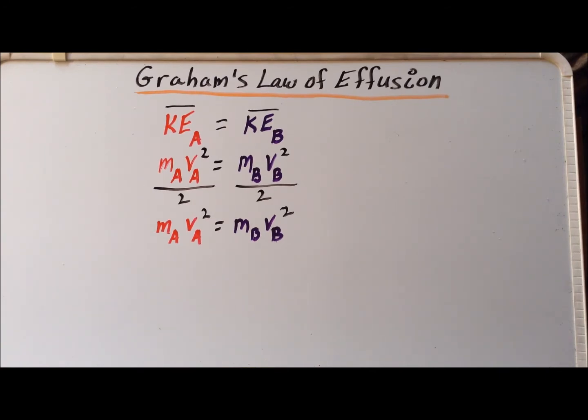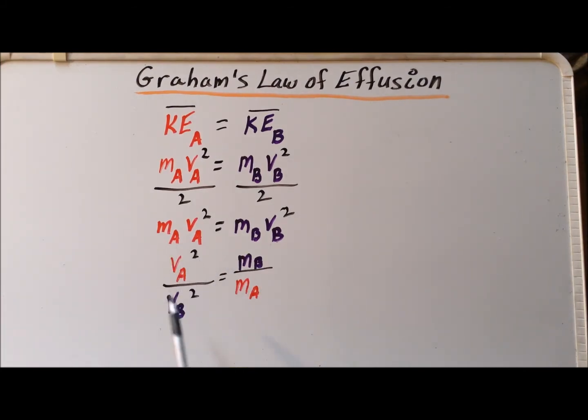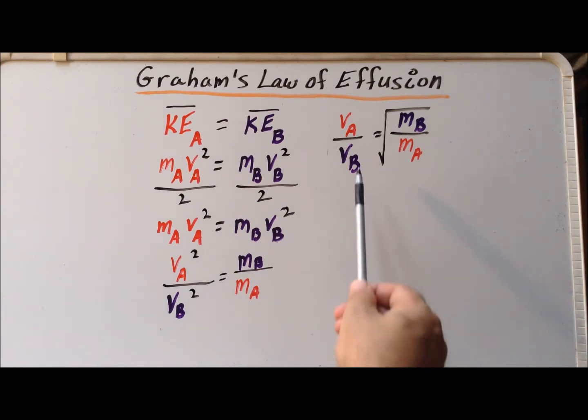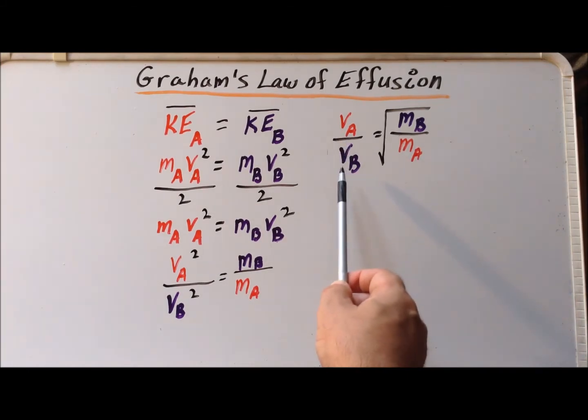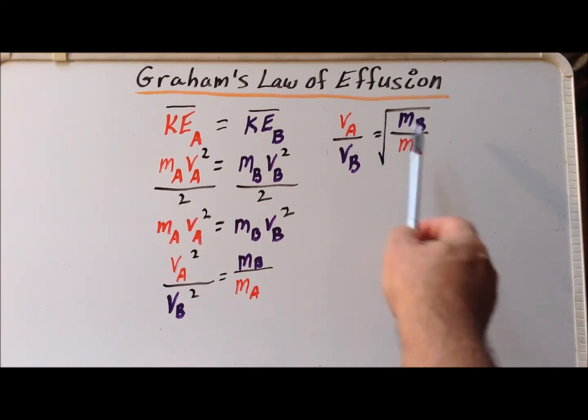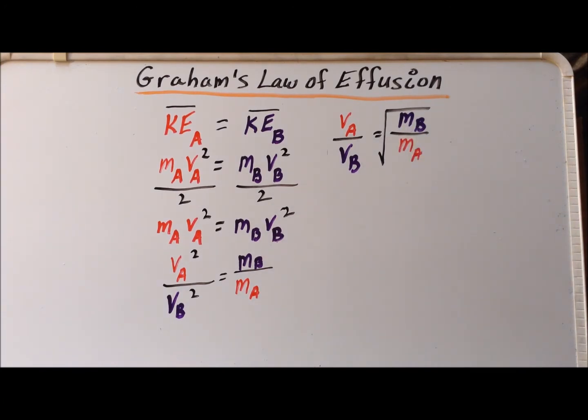Next, we multiply each side by 2 to get that m sub A v sub A squared is equal to m sub B v sub B squared. Now, if we divide each side by m sub A and v sub B squared, we get that v sub A squared over v sub B squared is equal to m sub B divided by m sub A. If we take the square root of each side, we get that v sub A divided by v sub B is equal to the square root of m sub B divided by m sub A.